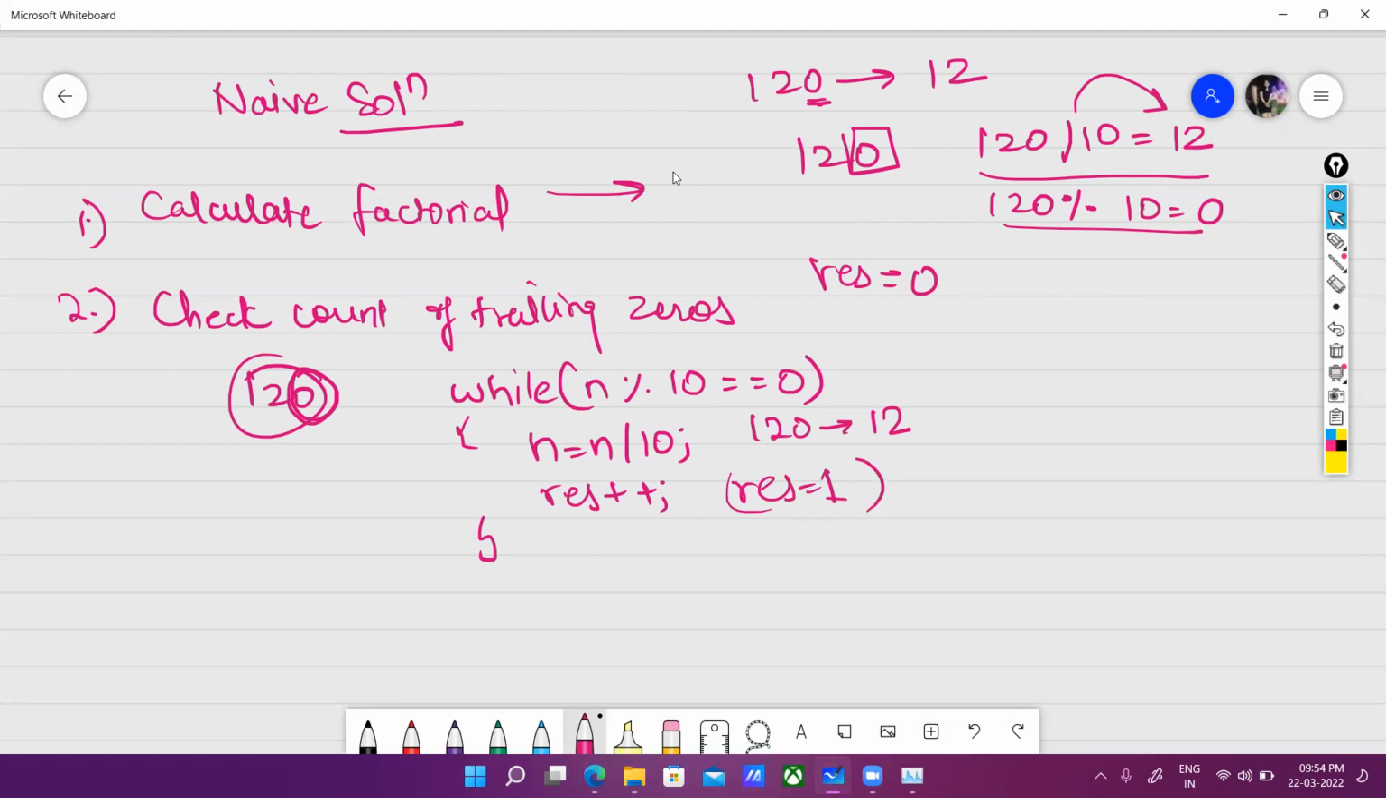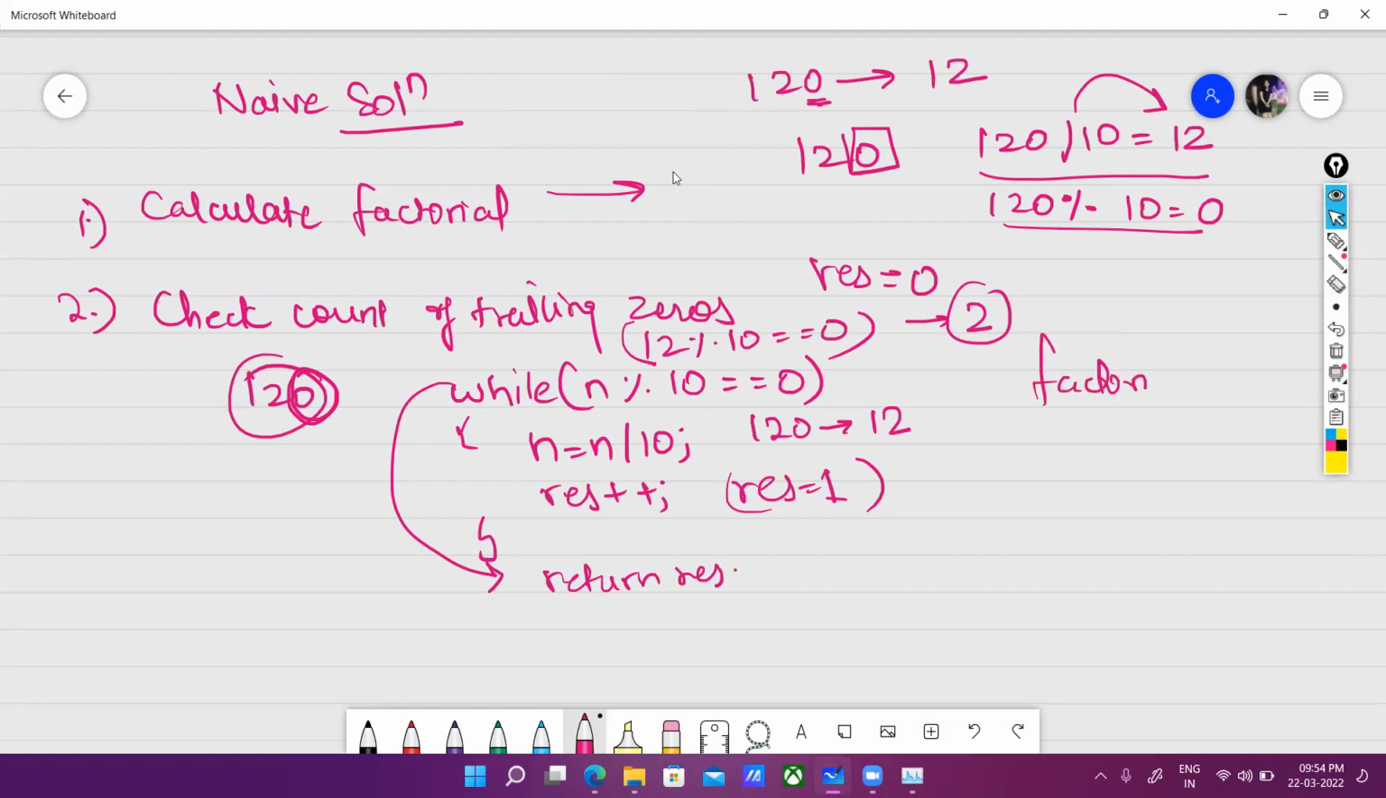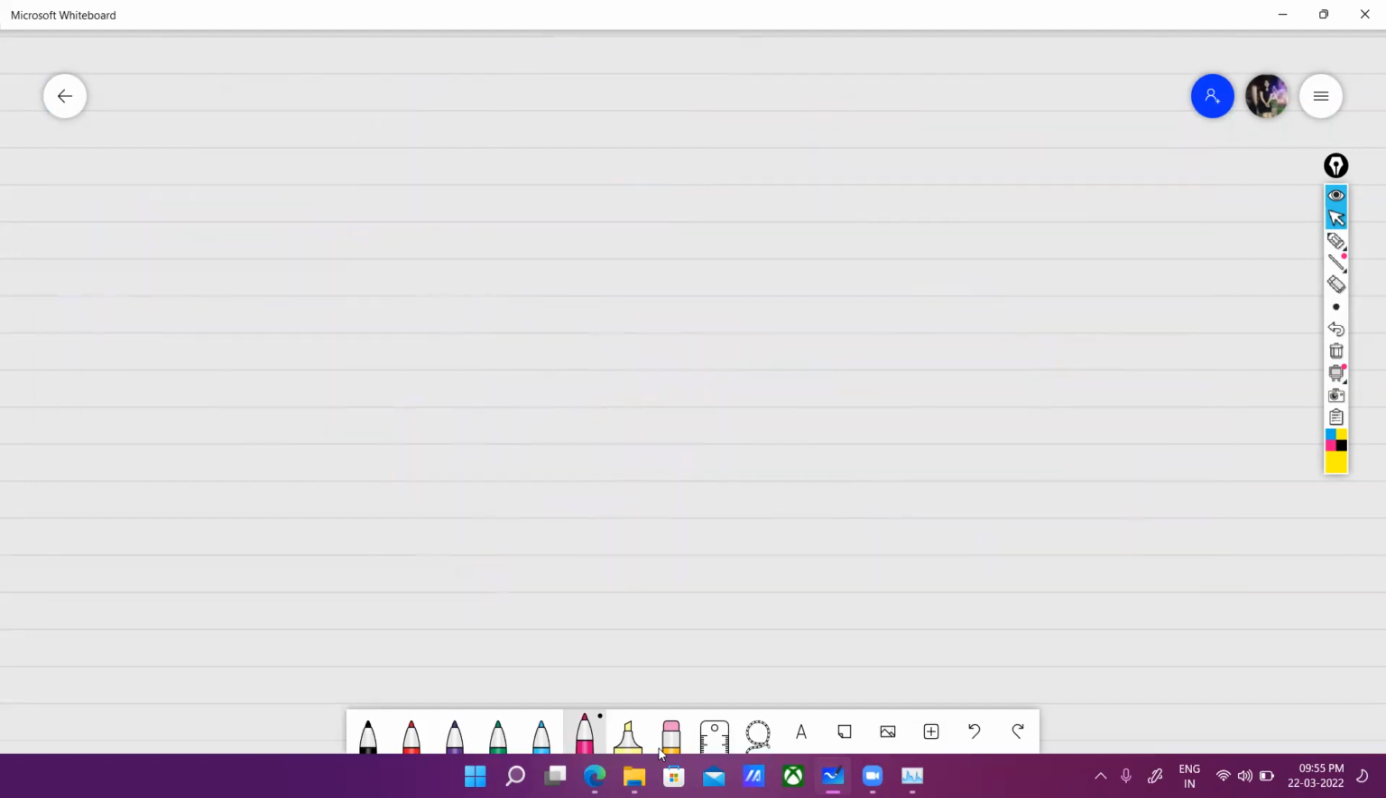Afterwards, it will check whether 12 mod 10 is equal to 0. The answer is 2, so it's not 0. So it will come out of the while loop, then it will return. This is fine, but the thing is calculating factorial is a very tough task, because sometimes some people will just put in 1000 factorial. It will be very hard to deal with. There is also the overflow problem, which is why we will come to the next, efficient way of dealing with this problem.